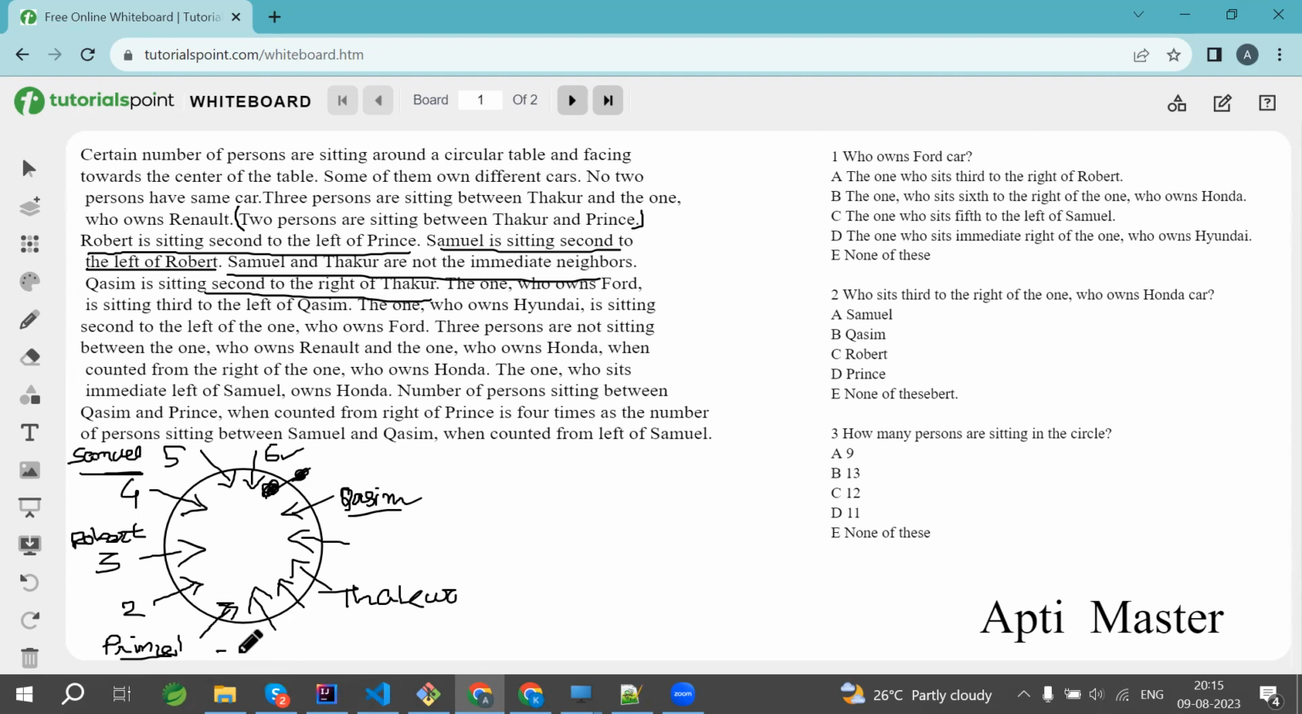So in here, right is this. So you can see the people between Prince and Qasim are 4. Okay. And when I count from Samuel at its left position, then only one person will be there. So this is 1, right? So we can easily conclude that this is 7. Okay. This is 8. Thakur's number is 9. This is 10. This is 11. So I think 11 people are there, right?